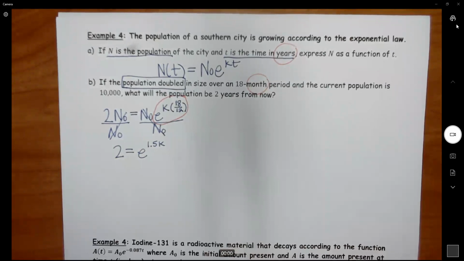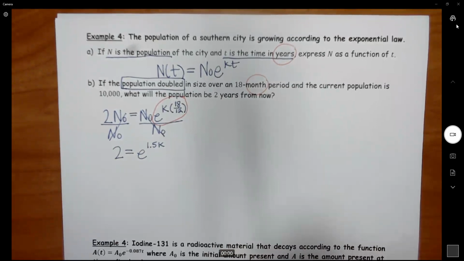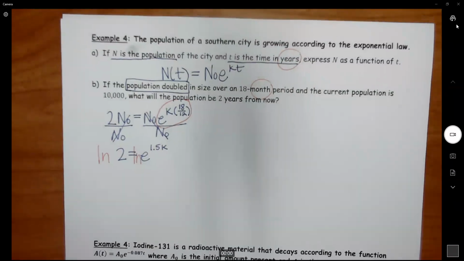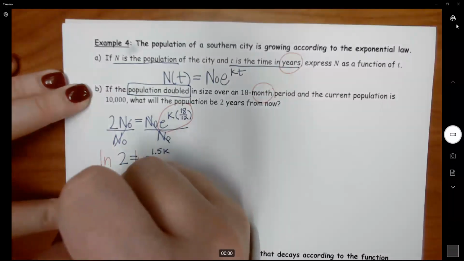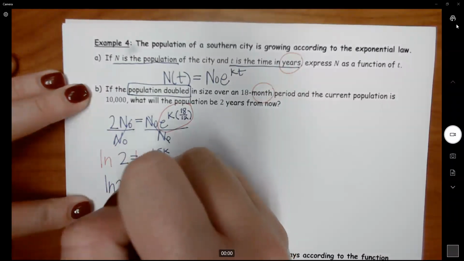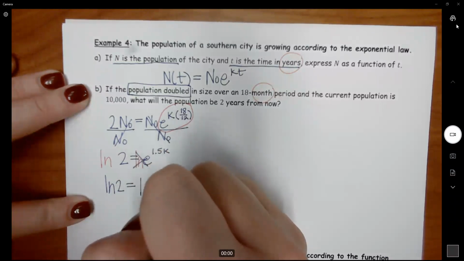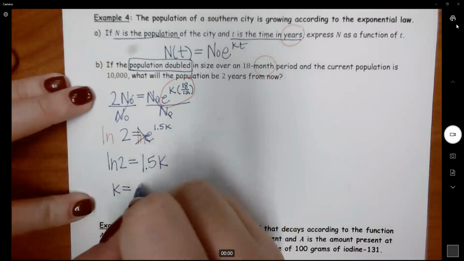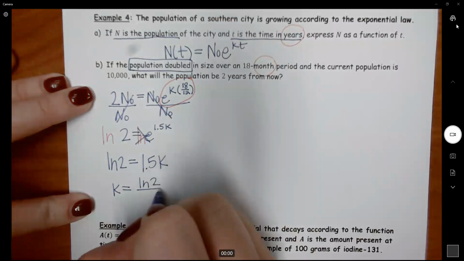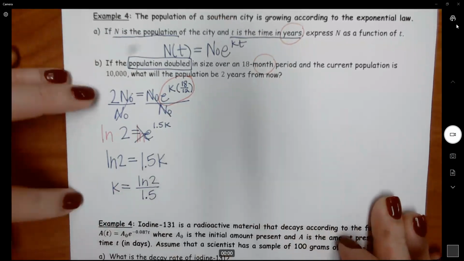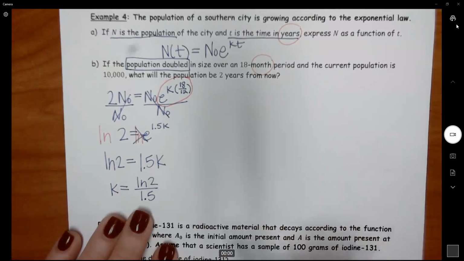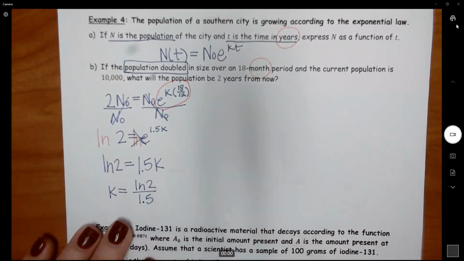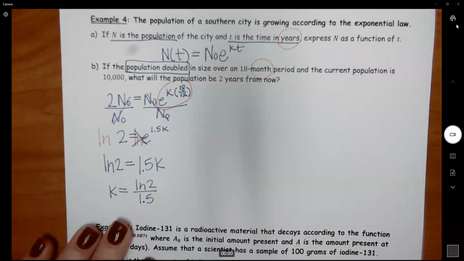Okay, so now let's get that exponent out of the exponent spot. So to get rid of this exponent with a base of E, we're going to bring both sides to the natural log. So we have natural log of 2 equals, that goes away, 1.5K. Divide both sides by 1.5, and K equals the natural log of 2 divided by 1.5. Again, I can put this in my calculator. This is a number. I can put this in my calculator and get a decimal equivalent, but I am not rounding until the very end.